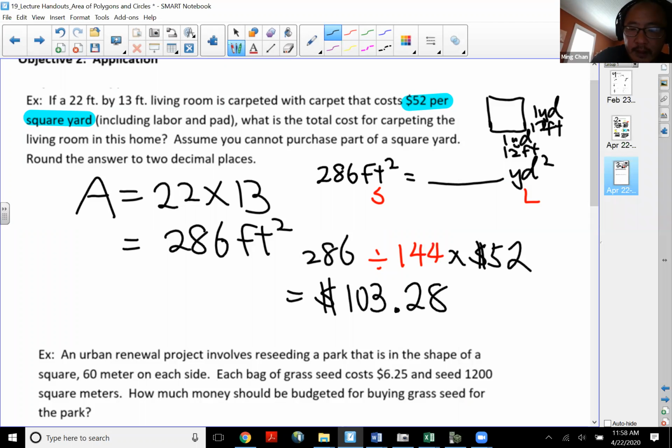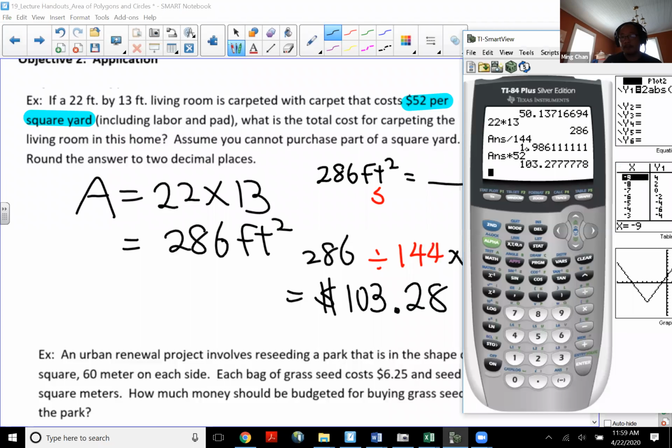Okay. So I like to, oh, hold on a minute. My fault, hold on. Let's back it up. Assuming you cannot purchase part of a square yard, I actually have to round, I'm sorry. This 1.96 I used was actually part of a square yard, okay? So I actually need to purchase 2 of them.